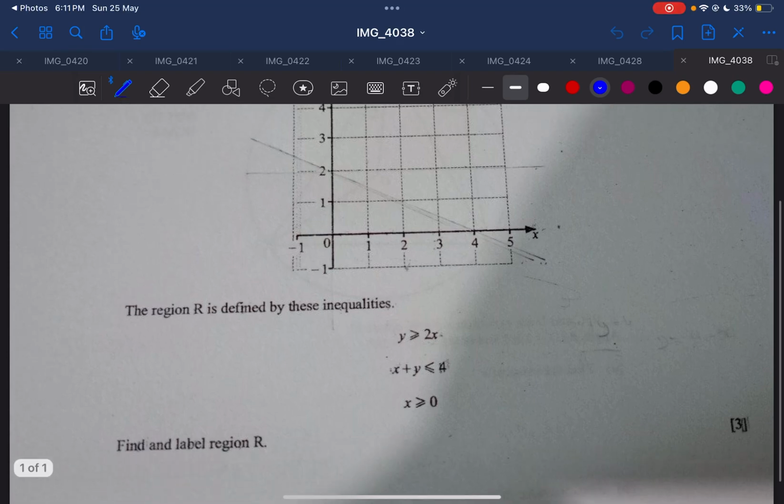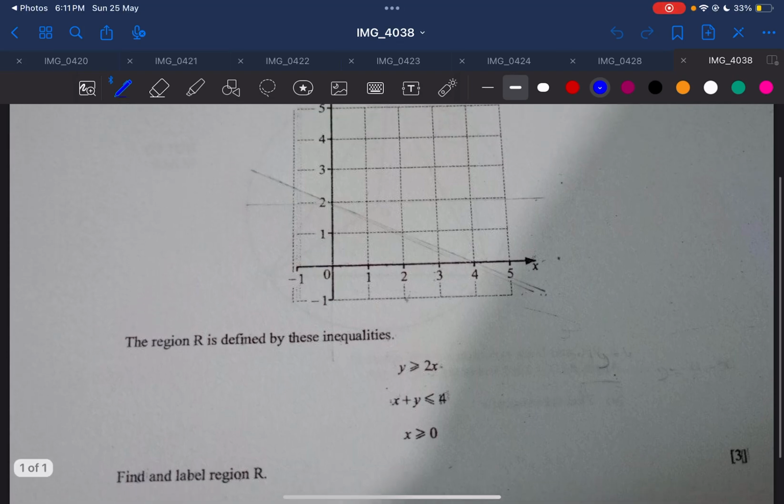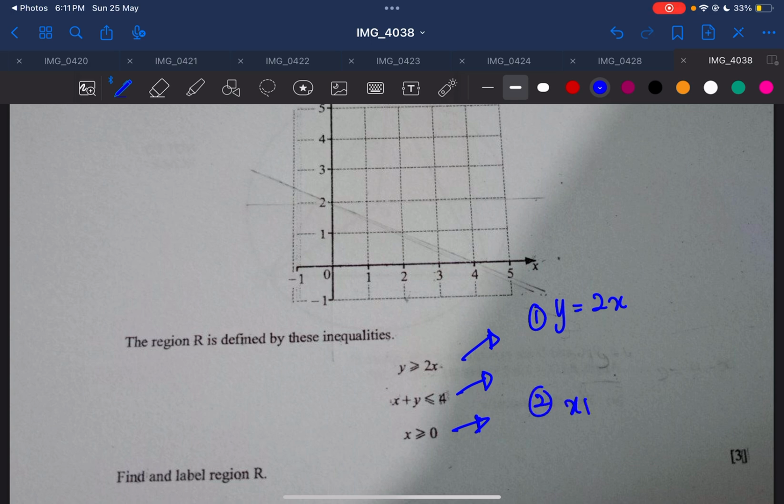Okay, so first you have to know each of these lines, where the line is on the diagram. Okay, so definitely we have 3 lines here. So y equal to 2x, that's the first one. Second one is x plus y equal to 4. And then the third one is x equals to 0.